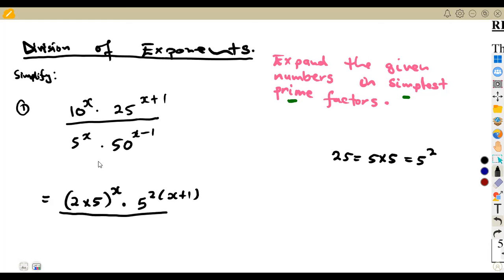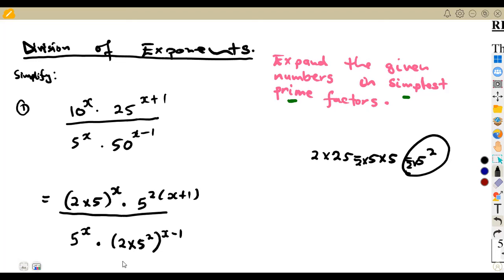Let's move on to another part. We've got 5 already. 5 is a prime number, there's only 1 and 5 in 5, so it's already in the simplest form. Now 50. We are already having a 25, so to have a 50, we just have to multiply by 2, because 50 is 25 times 2. And already we've got 25 as 5 squared, so we are simply going to multiply that by 2. So 50 is the same as 2 times 5 squared, but everything has to be raised to the exponent of x minus 1.